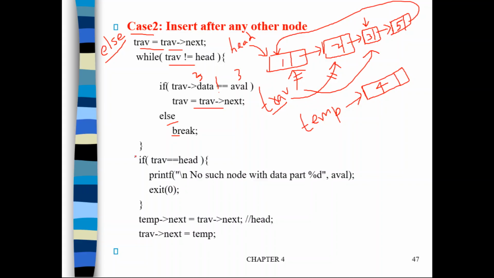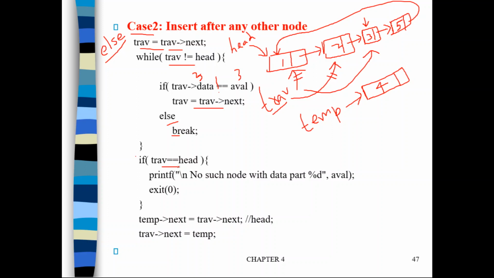So this logic, you know, because it may come out of the while loop for 2 reasons. Either it has found the node, or it has not found the node and it has reached the last node. Here the condition for last node is what? Last node's next will be head. So we are saying traverse until traverse not equal to head. After coming out, we check if traverse equal to head.